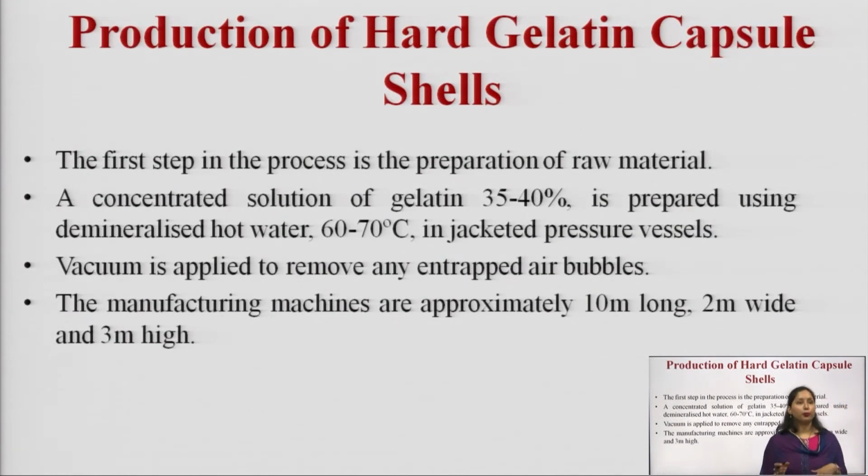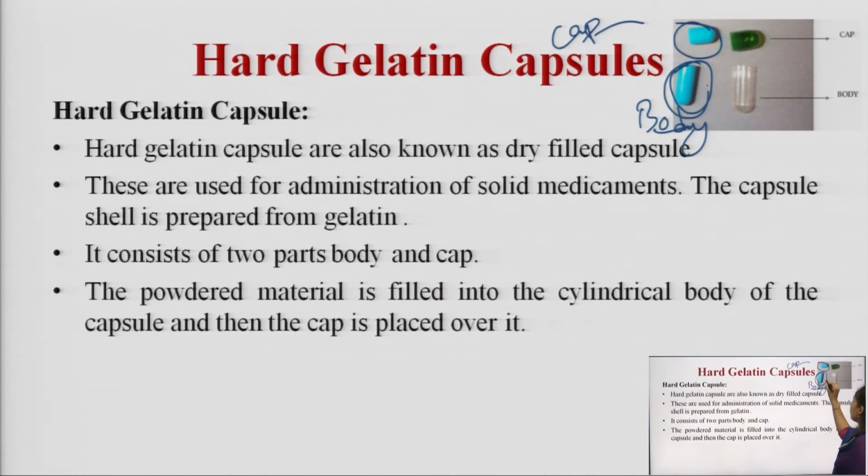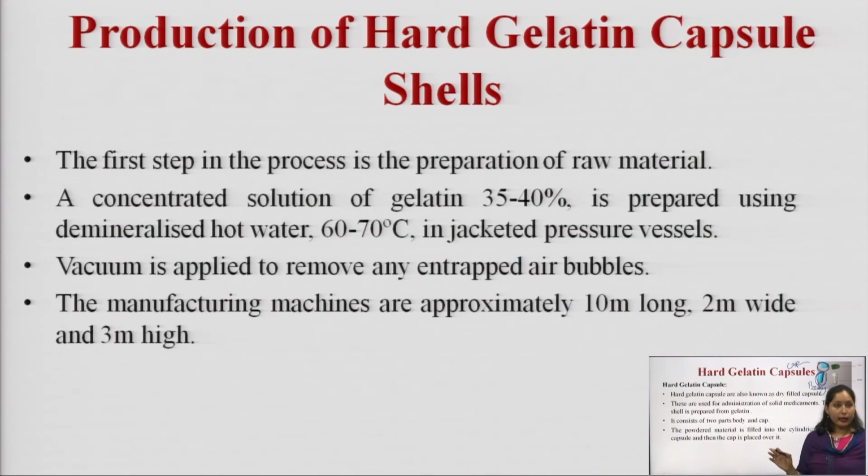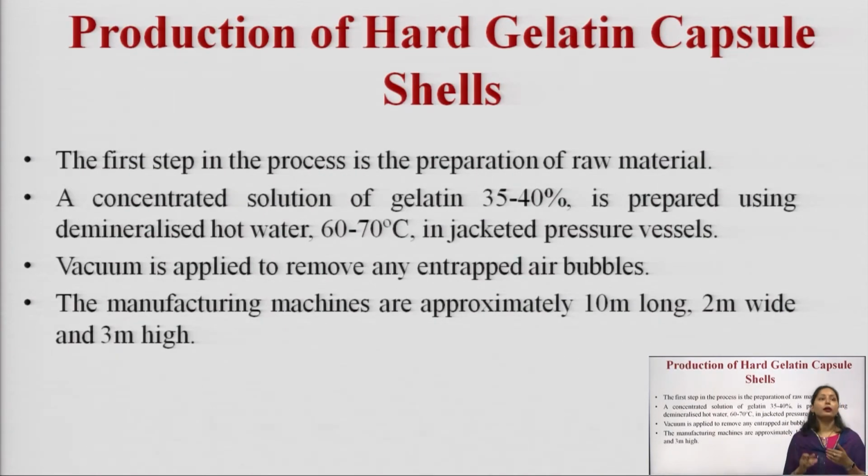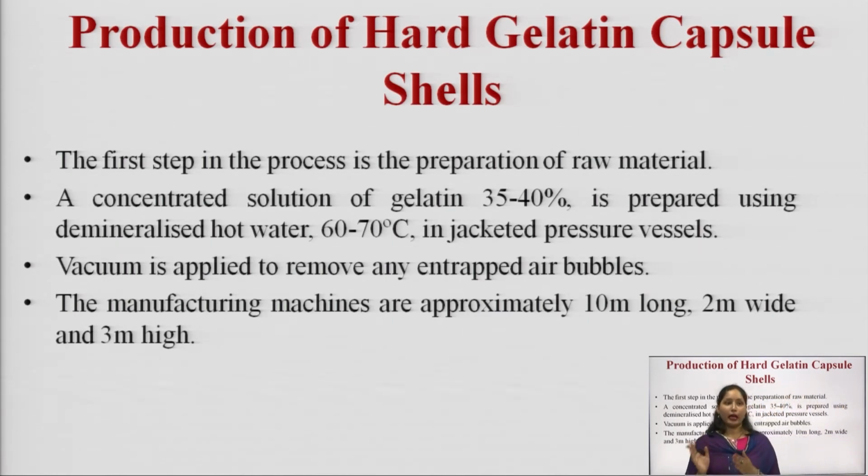Then further, production of hard gelatin capsule. Now, the first thing which strikes our mind is how we are going to manufacture this body and cap part. Okay. Then after that only we can perform the filling of the capsule, then sealing, then joining and polishing and packaging further. Okay. So, here let's look at the production of the empty hard gelatin capsule shell.